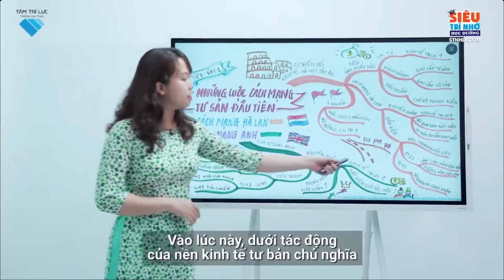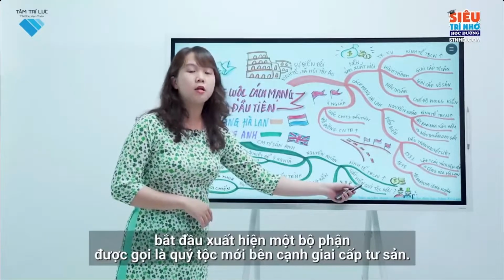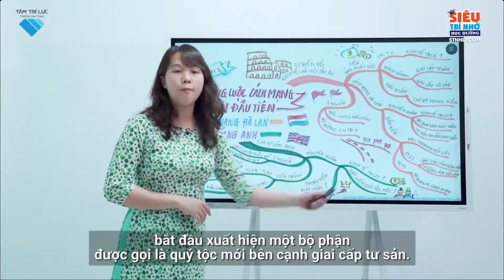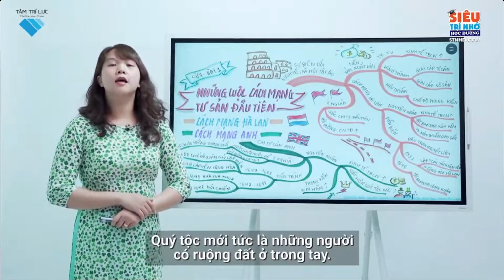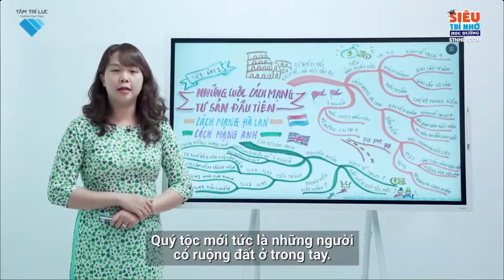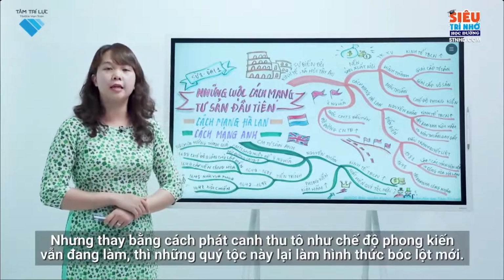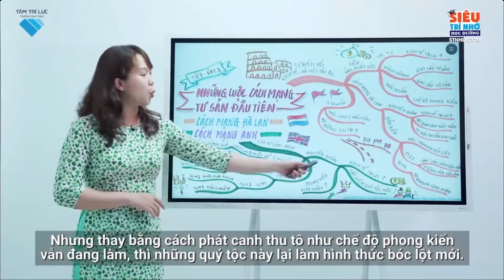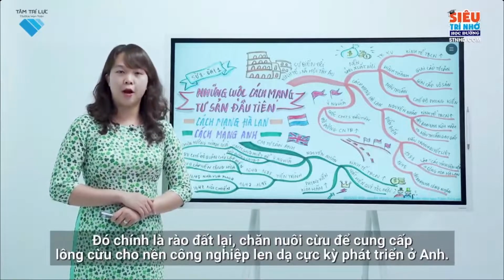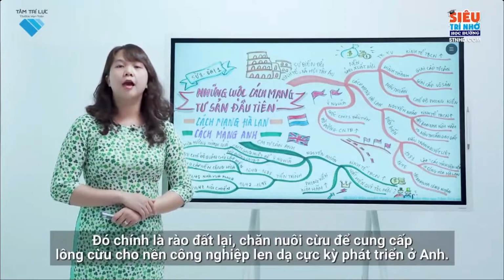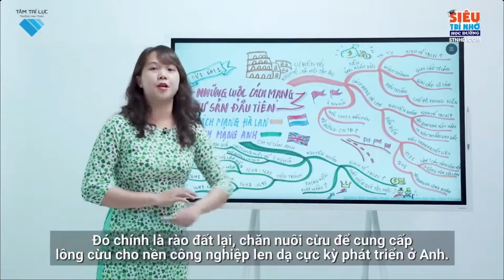At that time, under the influence of the capitalist economy, a class called the new aristocracy came out beside the bourgeoisie. The new aristocracy were people who possessed land and fields. However, instead of distributing land to tenants and collecting taxes as the feudal system did, these aristocrats created a new form of exploitation. That was fencing up land, raising sheep to provide wool for the wool industry, which was very developed in England.